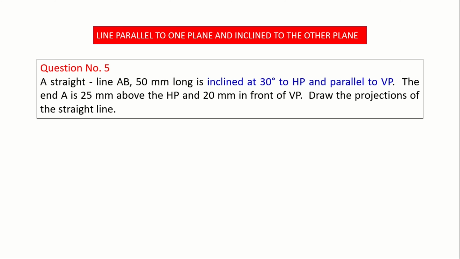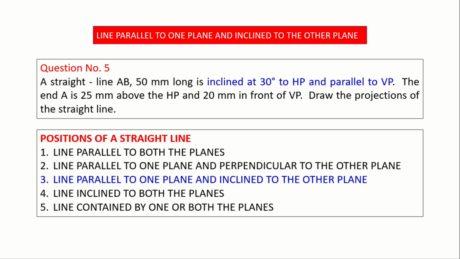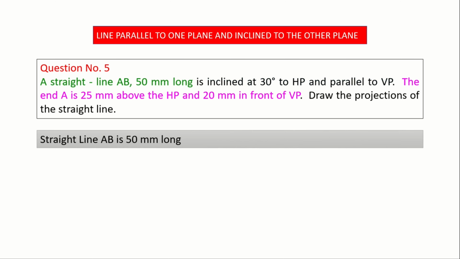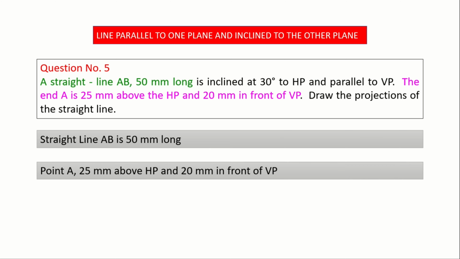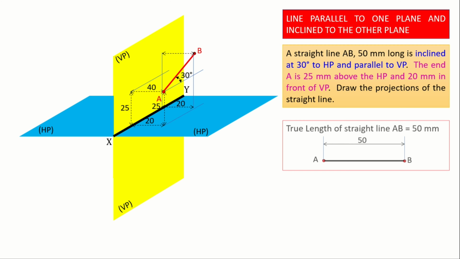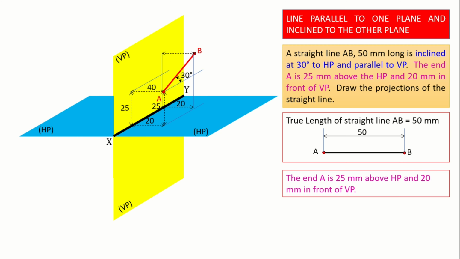It is given the line is inclined at 30 degrees to HP and parallel to VP. So, the position of the given straight line is that the line is parallel to one plane and inclined to the other plane. Also, it is given the true length of the straight line AB is 50 mm, and the end point A is 25 mm above HP and 20 mm in front of VP. The line AB in space is of true length equal to 50 mm.